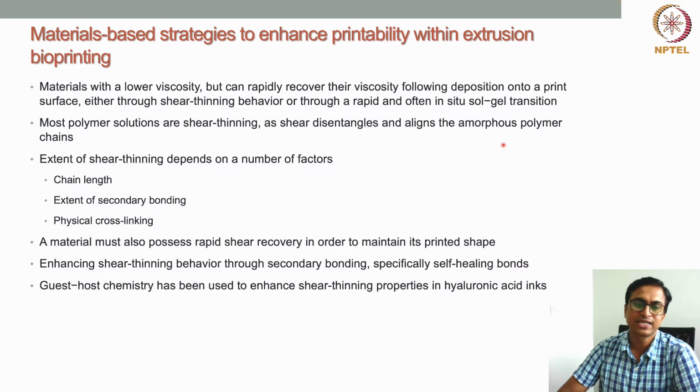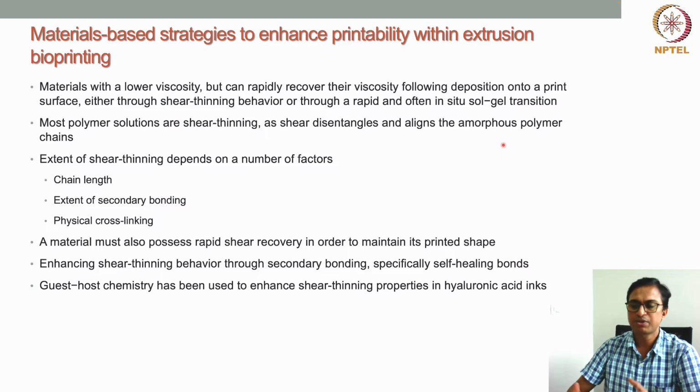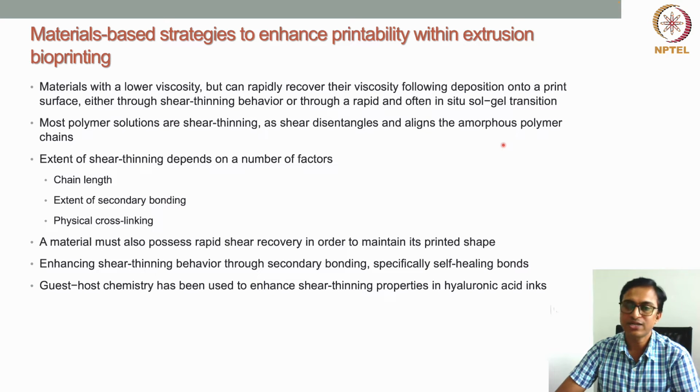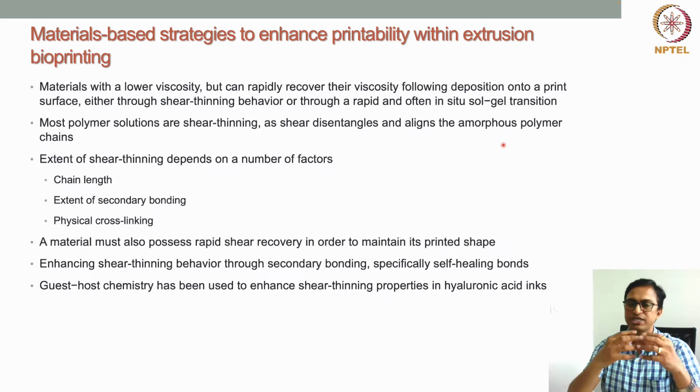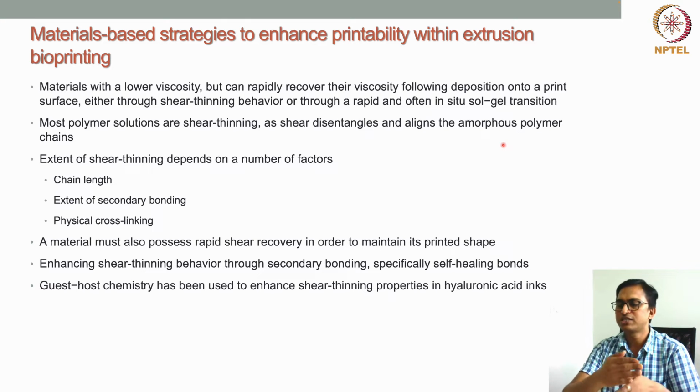Similarly, physical cross-linking is another factor. If the material has some kind of physical interaction between the chains, that can also decide the high shear thinning property of the material, and with the shear force, that kind of interaction can be disrupted and the material can get extruded through the nozzle. The material must also possess rapid shear recovery in order to maintain its printed shape. That means during extrusion, as we have discussed, the material viscosity comes down. Upon shear, the viscosity is low.